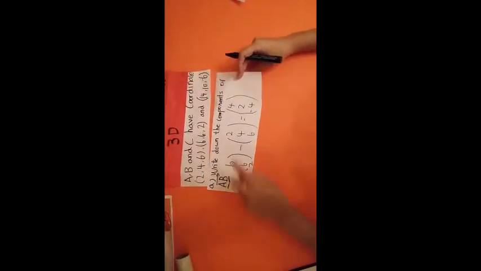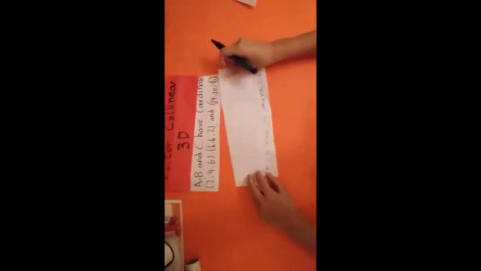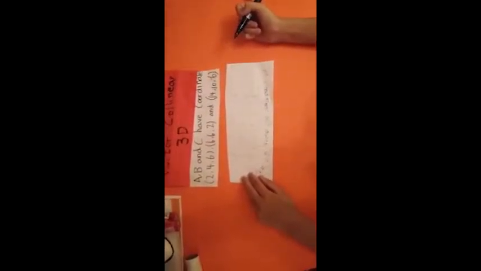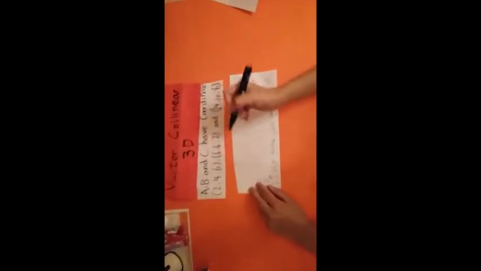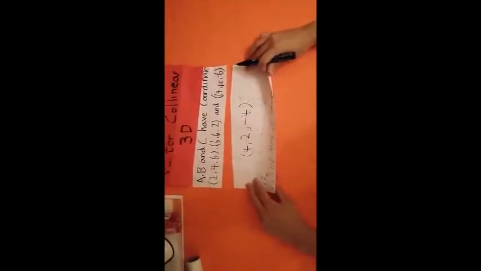But also, if the question didn't ask you about the component, and they ask you about the coordinate, then that will be written in brackets: (4, 2, -4). And this will be the coordinate form.